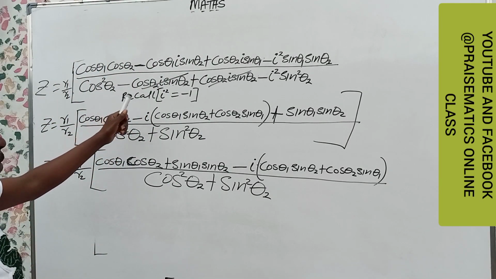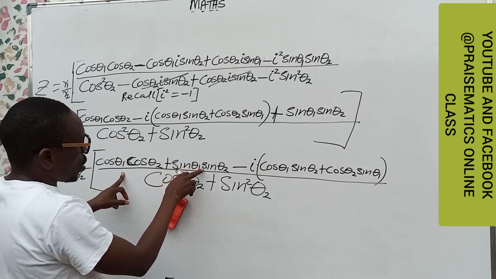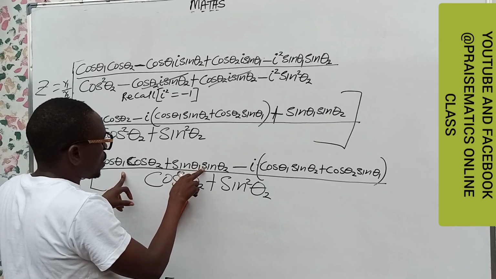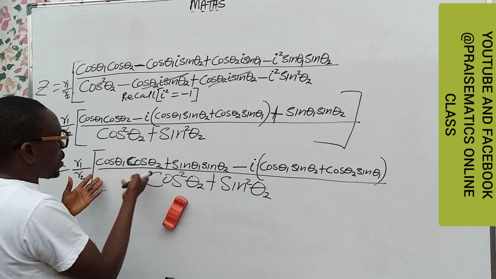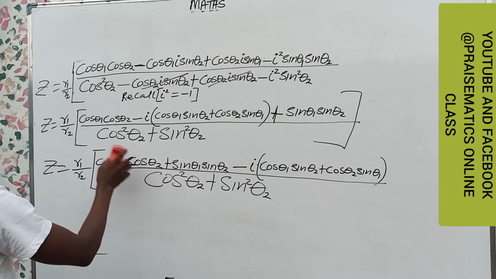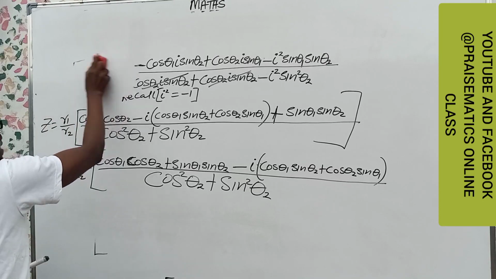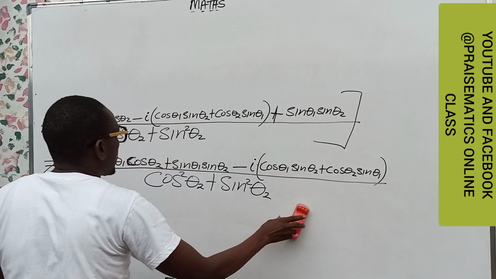I hope you are done. We collect the one without i, and the one with i. This is imaginary, and this is the real part. But always remember, recall the trigonometric identity.